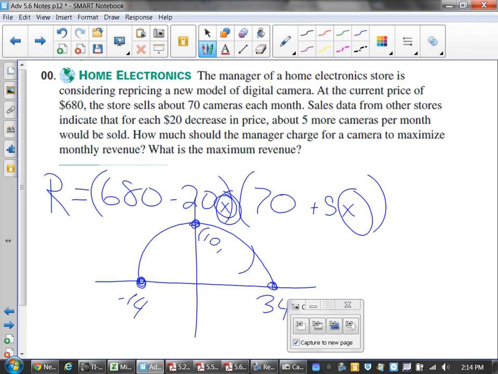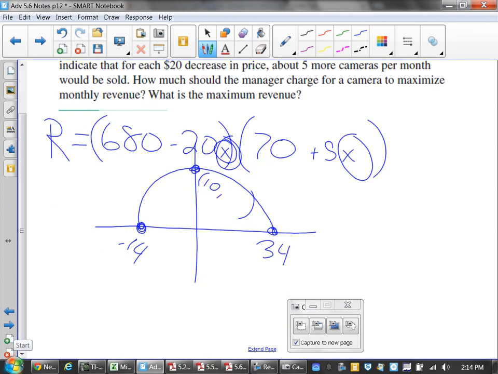How do you find the maximum monthly revenue? That's the value of X. What's 680 minus 20 times 10? There you go. That value of X is the midpoint. You're solving for this X value. Where does this value give you the biggest Y? At that value is the peak of the curve. Okay?